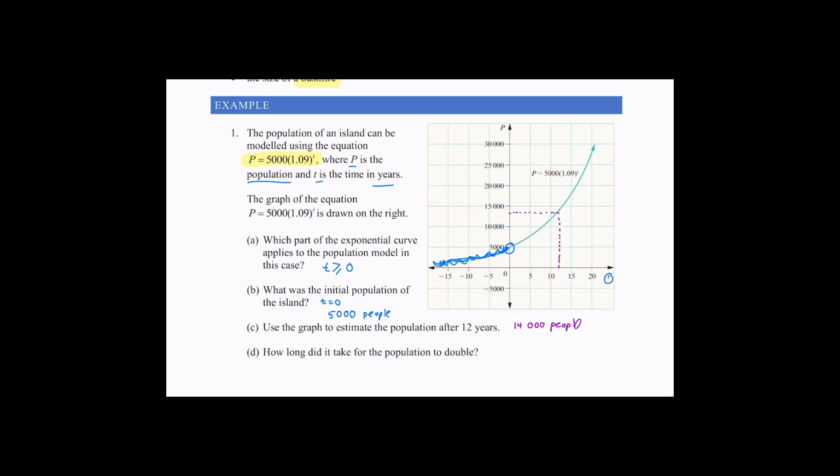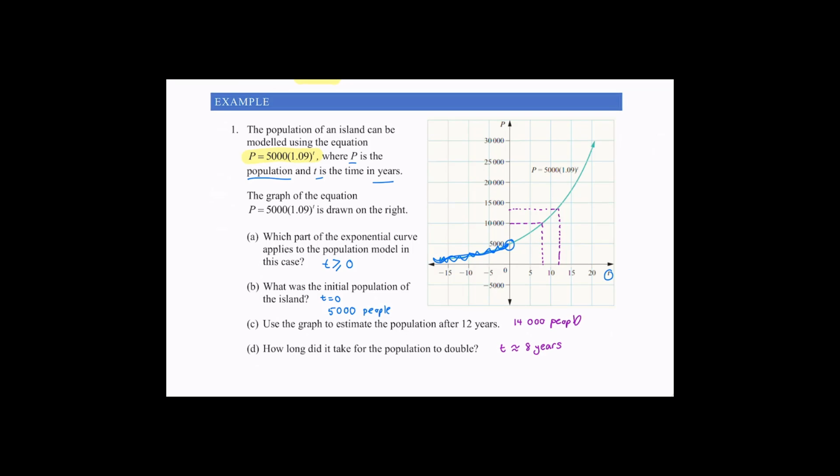And how long did it take for the population to double? So if I think about my initial population being 5,000, if I double that, that's 10,000. So once more, I'm going to go to my graph. And using my dotted lines, I'm going to look, and it looks like it's approximately 8 years. So approximately 8 years. So that's not too bad.